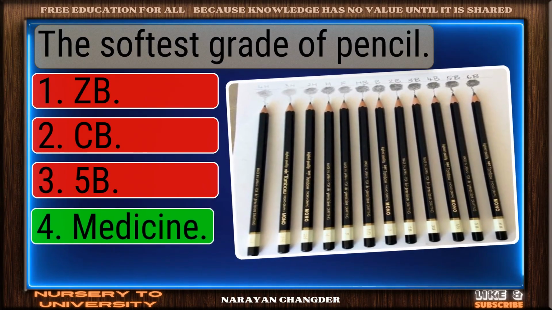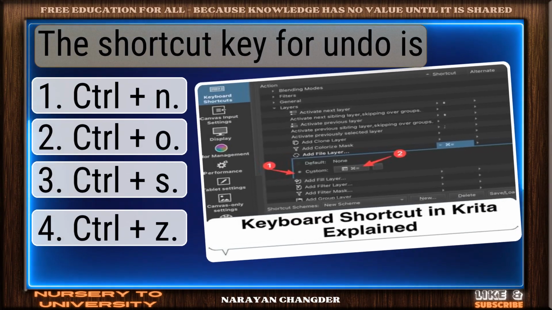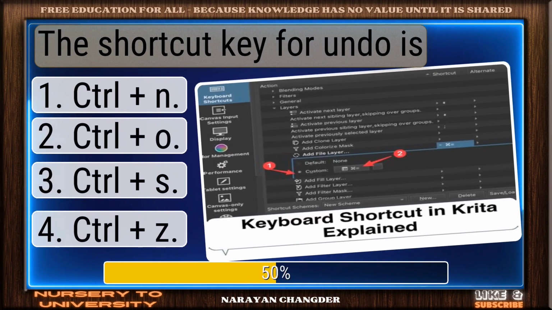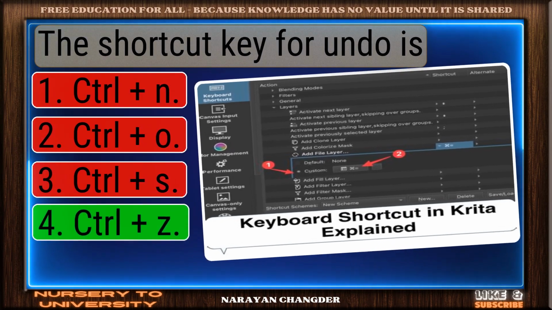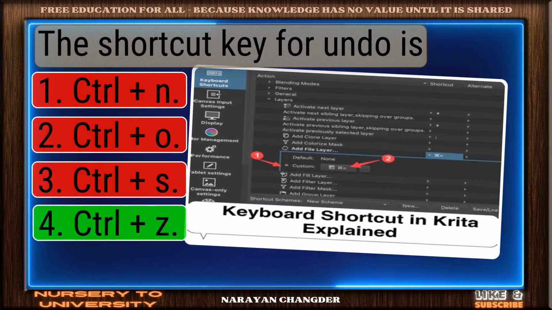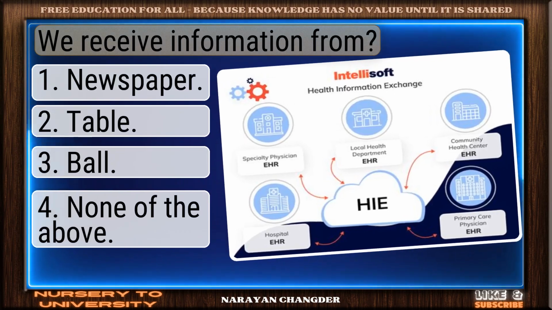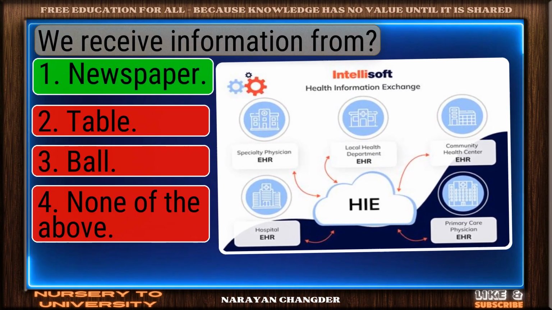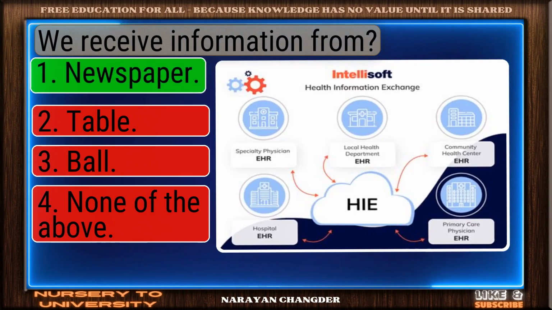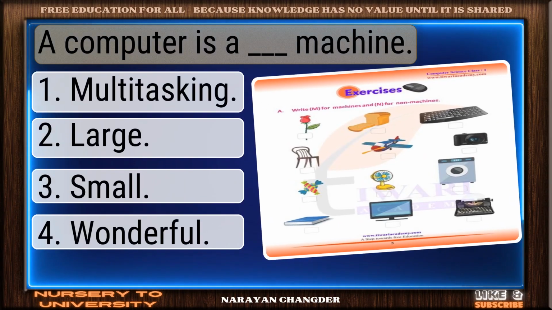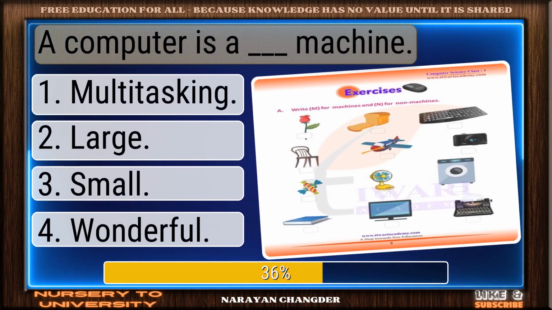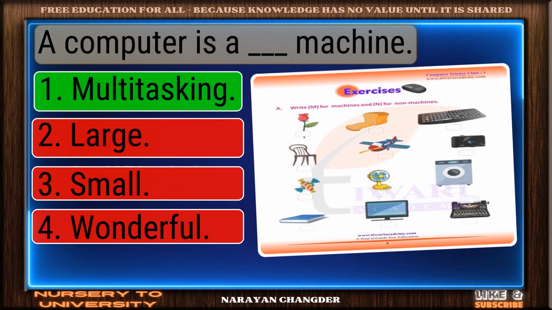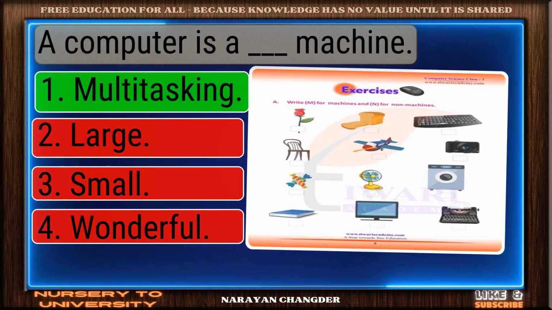Exactly. 9B makes sense. The shortcut key for undo is. Right choice. Ctrl plus Z is best. We receive information from. Bravo. Newspaper is the answer. A computer is a dash machine. Clear logic. Multitasking is sound.